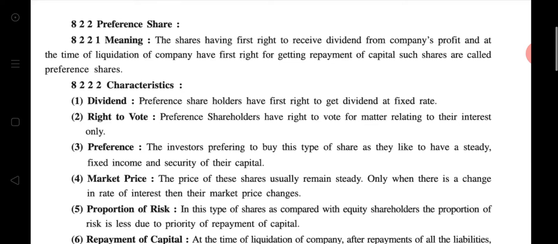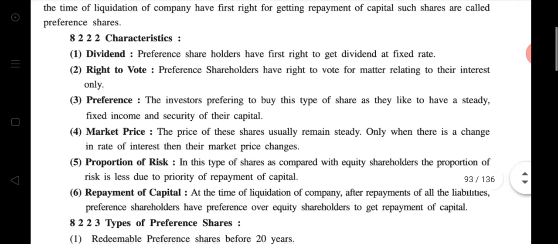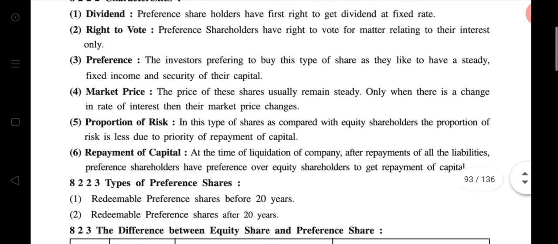Then right to vote. Preference shareholders have a right to vote only for matters relating to their interest. They do not have a right to vote in every matter like an equity shareholder, but they can cast a vote only in matters relating to their interest.